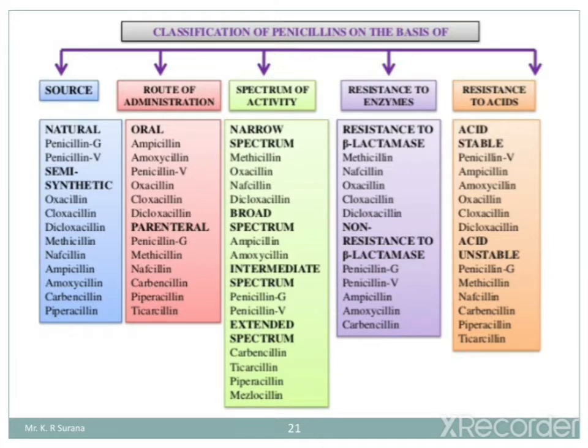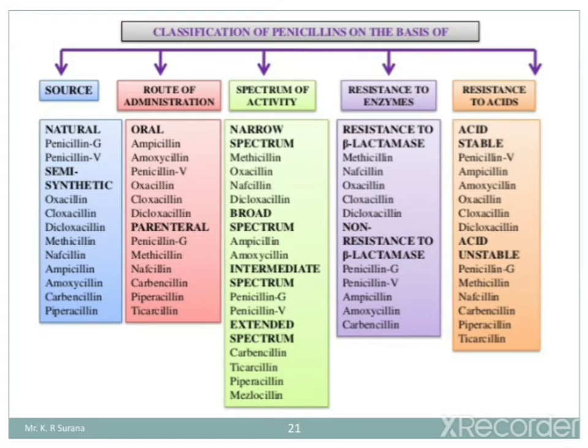On the basis of sources, there are two main subclasses of penicillin: natural penicillin and semi-synthetic penicillin. In natural penicillin, penicillin G and penicillin V are two examples. In the semi-synthetic class, there are oxacillin, cloxacillin, dicloxacillin and methicillin. These are the examples.